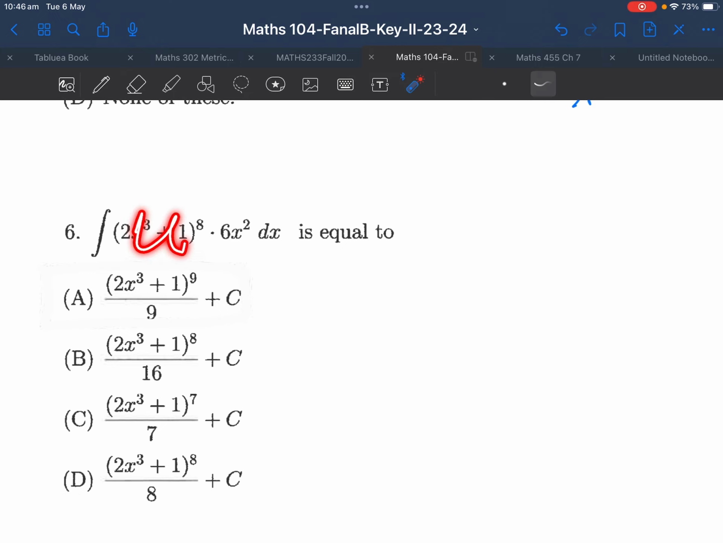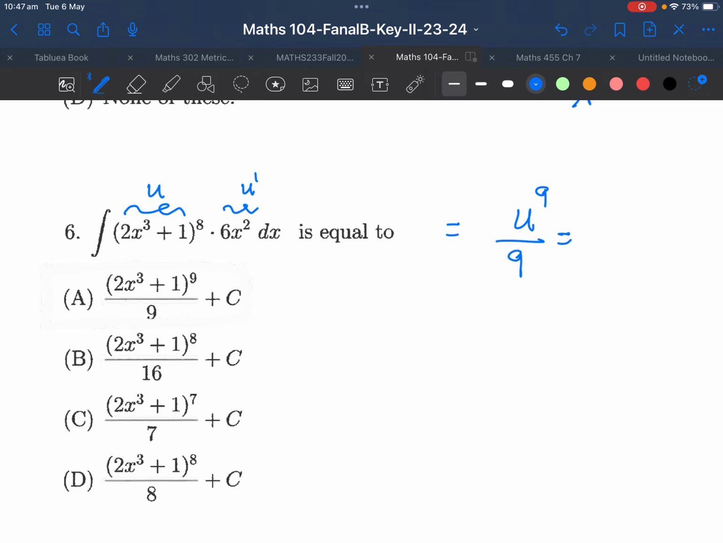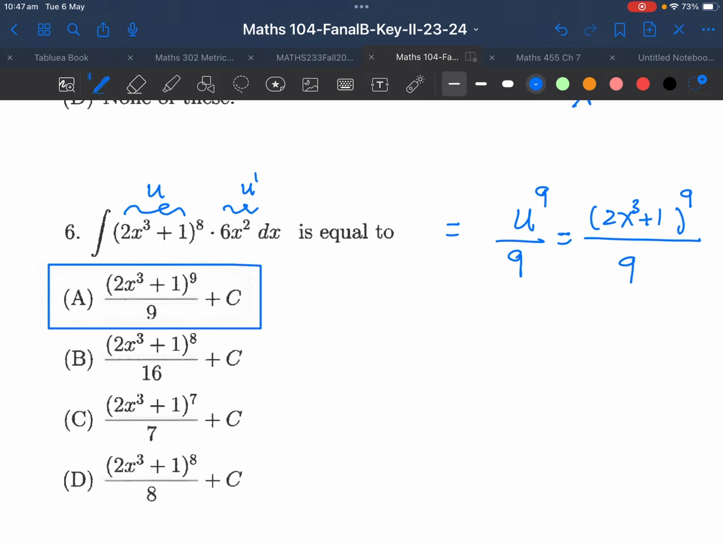Next question, we have a formula of u to the power 8 times u prime. Remember, this is the chain rule form. This is u, and this is u prime. So the integral will be u to the power 9 divided by 9. And what is u? u is whatever was inside the bracket, which is 2x cubed plus 1, which corresponds to part E.